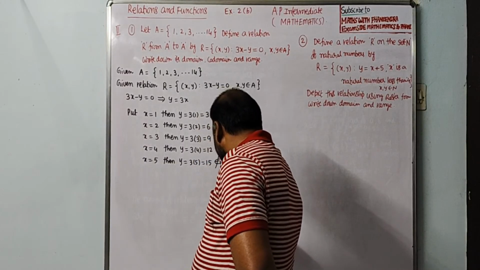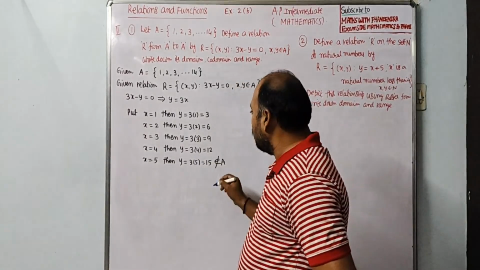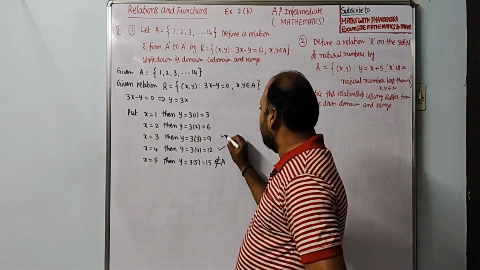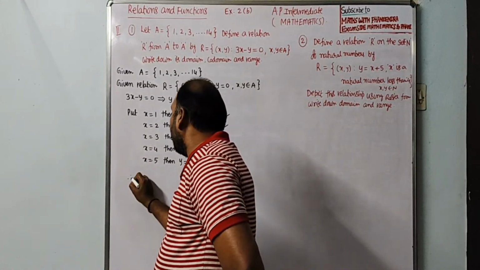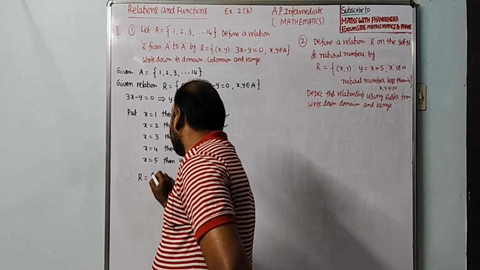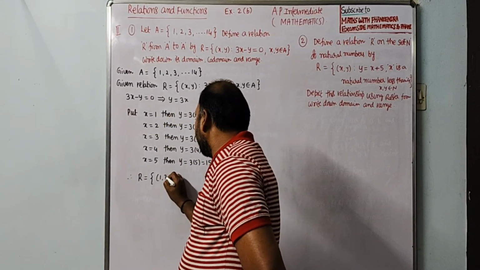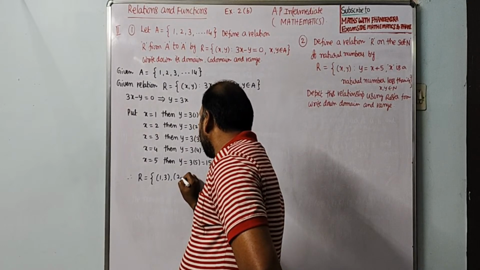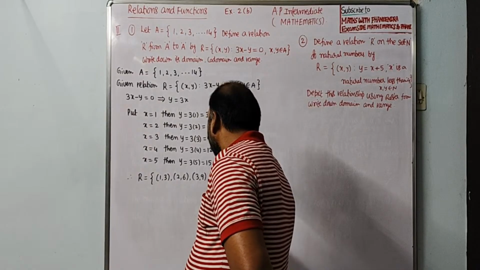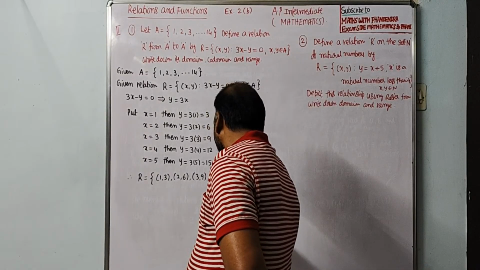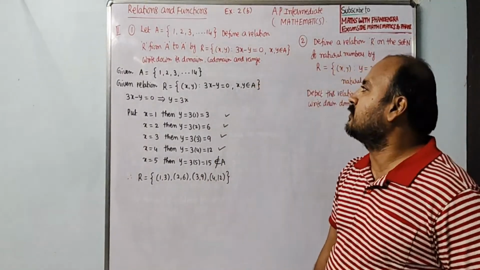If we take x is equal to 5, suppose, then y equal to 3 into 5, which is equal to 15, it does not belong to A. So, only these cases will come, dear students. Therefore, the relation R becomes R is equal to {(1, 3), (2, 6), (3, 9), (4, 12)}. These are the elements only it comes.